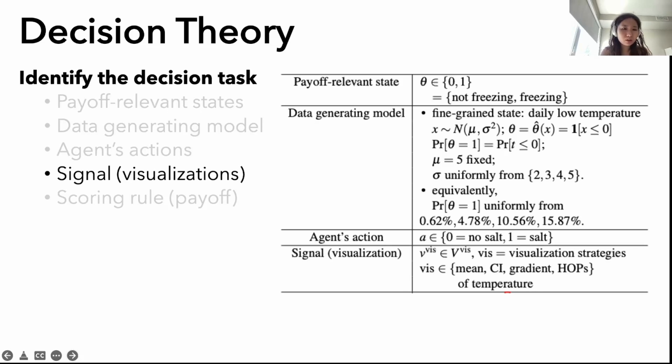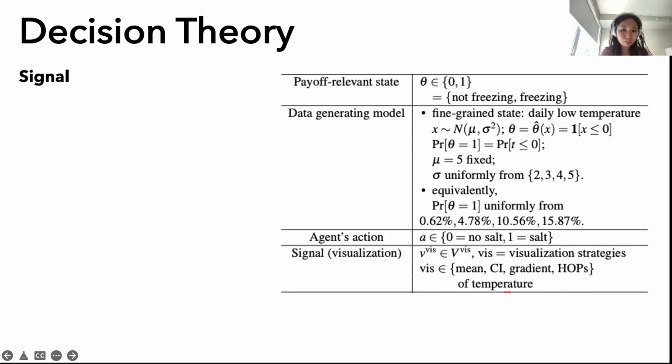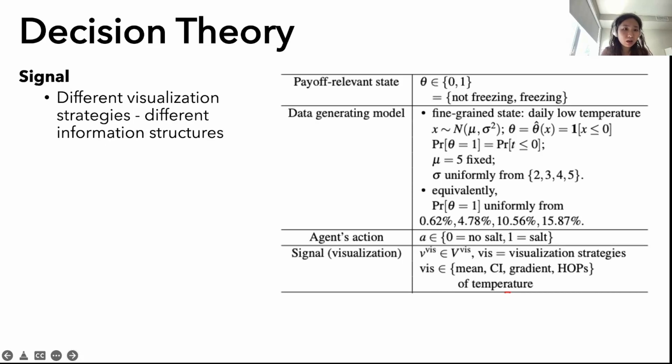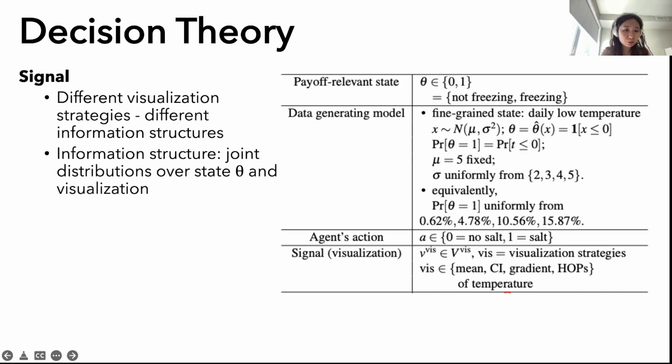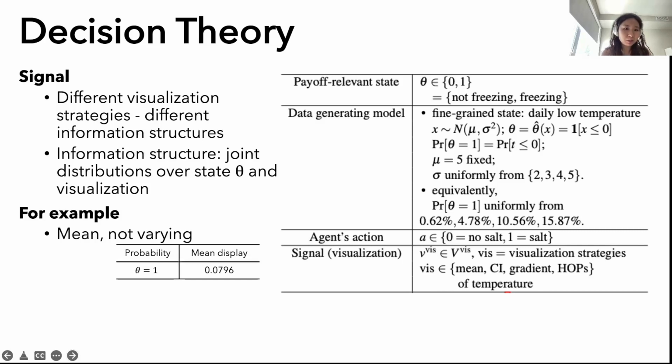So we think of a visualization display as a signal that's correlated with the payoff relevant state. Since there is correlation, the agent is able to infer the distribution of the payoff relevant state. In the weather forecasting example, there are 4 types of visualization strategies. We think of each visualization strategy as an information structure, a joint distribution over the state theta and the visualization display. For example, the mean does not vary with the payoff relevant state. So there's only one possible mean display that's shown to the agents in the experiment.